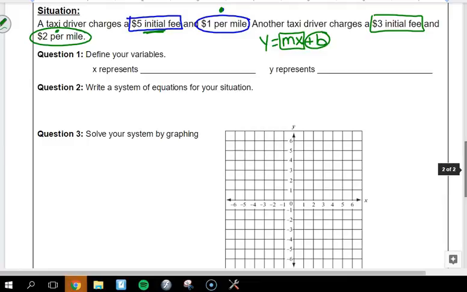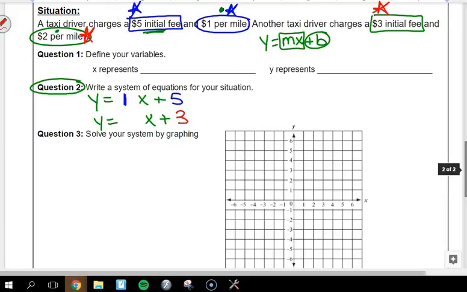So I'm actually going to have us do question 2 first. Let's write our systems of equations. We know we want y equals mx plus b. We're going to fill in our m and our b. In our first example, we had a $5 initial fee, so that's your b, and $1 per mile, so we're going to put 1 next to the x. In our second situation, we had a $3 initial fee, so that's going to go after the plus sign for our b, and $2 per mile, so we're going to put 2 next to the x.